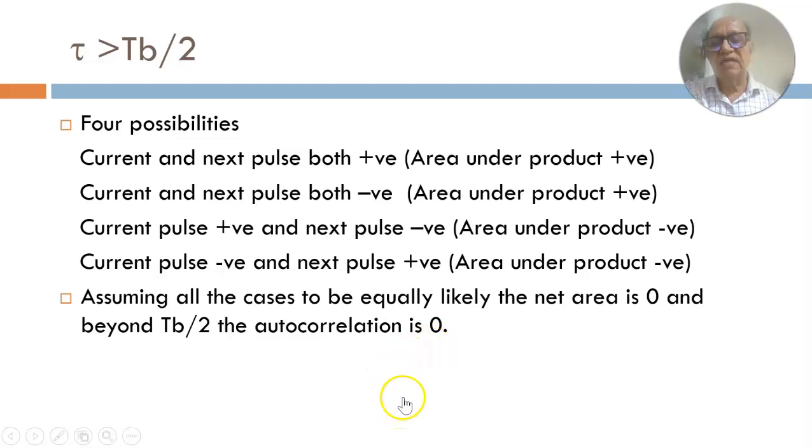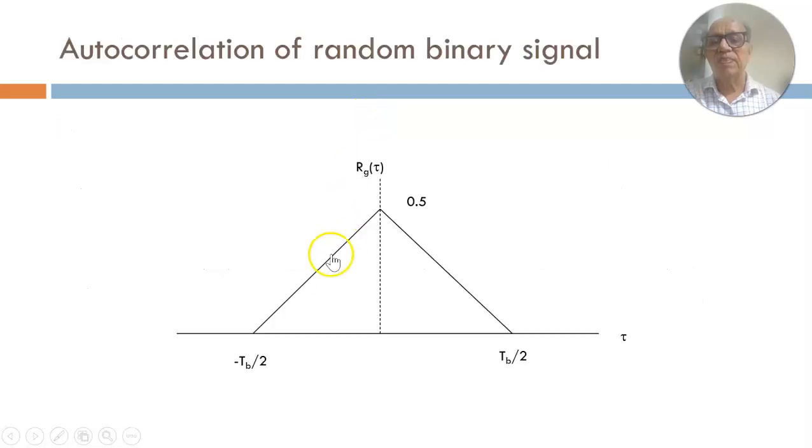So for a polar signal, if you plot autocorrelation as a function of tau, then you get a triangular pulse. Remember, we had calculated only from tau from 0 to TB by 2, but autocorrelation is an even function of tau, so you'll get a triangular pulse here.